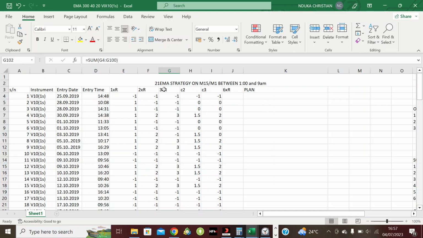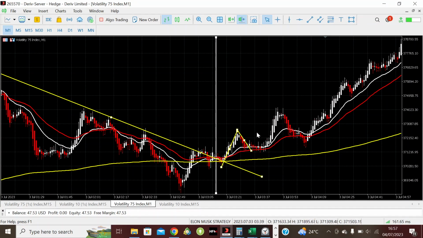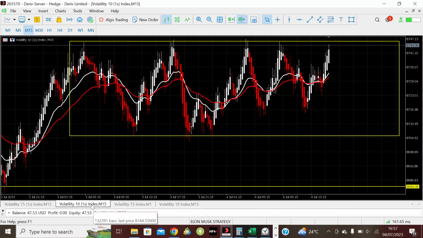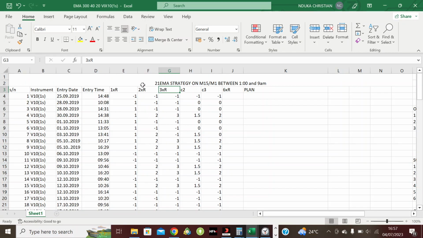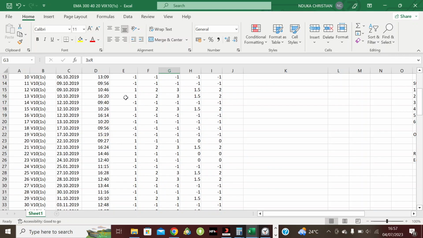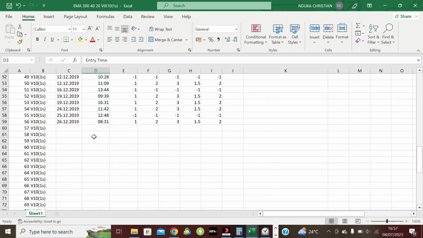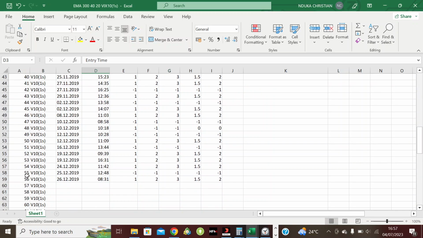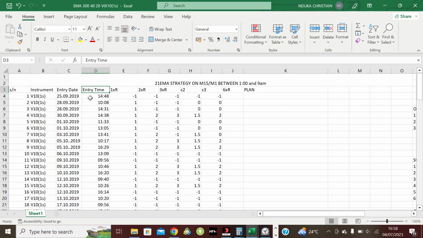This is the report of one of the pairs that I'm going to be trading. I've already backtested V75, but right now let me just show you guys this one. This particular V10, I have backtested it, and I will show you the report now. What you notice with this report is that these are the targets. These are the entry times for the 56 trades I've tested.